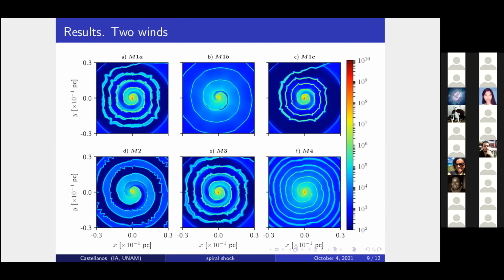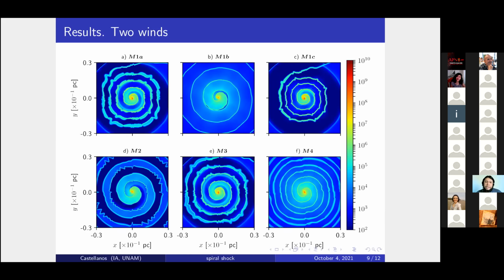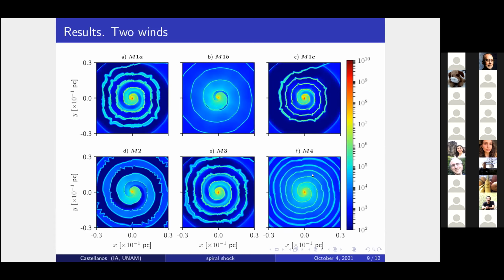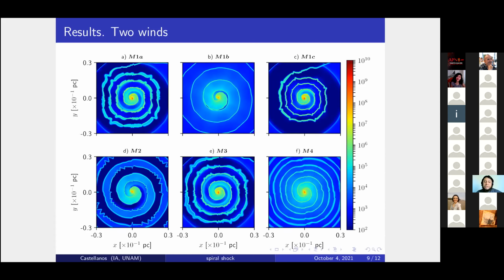Another feature that we can observe is the development of instabilities. The thin shell instabilities are responsible for the perturbations in models M1b, M2, and M4. For the rest of the models, there is a mix between thin shell and Kelvin-Helmholtz instabilities.